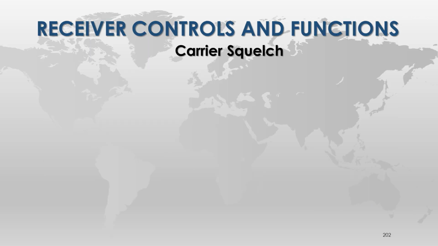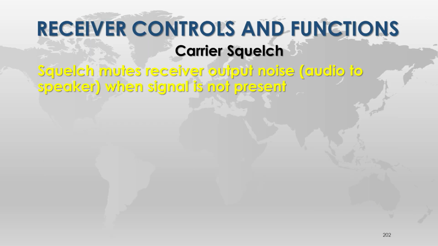All right, carrier squelch. Squelch mutes the receiver output noise, the audio to the speaker, when the signal is not present. There's always a noise floor, the garbage that's in the air. You turn the squelch until the noise goes, and it might go a little bit more, and it'll stop. You shut off the noise floor. Now you're listening for signals that are stronger than the noise floor.